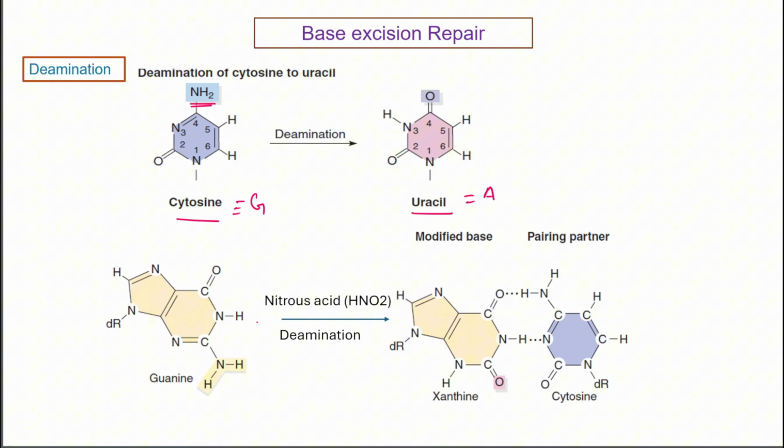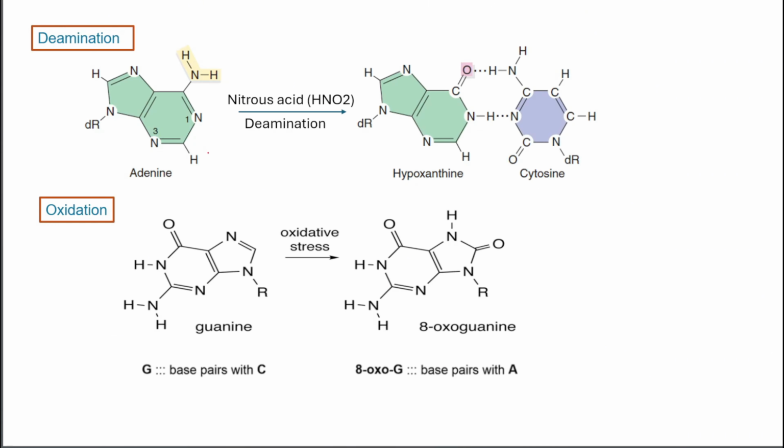Then deamination of guanine results in the formation of xanthine, which binds with cytosine. Also through deamination, adenine is converted into hypoxanthine, which binds with cytosine and also causes mutation. Then by the oxidation process, guanine changes into 8-oxoguanine. Normally guanine base pairs with cytosine, but after oxidation of guanine, 8-oxoguanine base pairs with adenine.